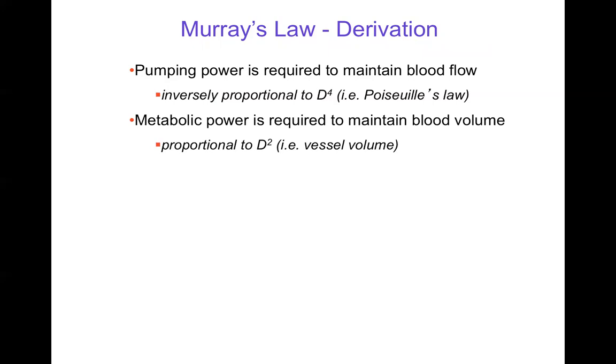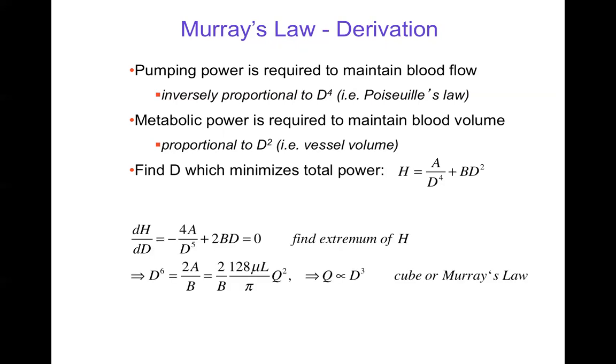So we have this balance between 1/4 for pumping power. If we want to save energy in pumping blood, we want large vessels, but if we have to maintain these vessels in the blood, we want smaller vessels, so there's some balance. And so we want to find the diameter which minimizes the total power, which we write as A/d⁴ plus B times d squared, where A and B are initially arbitrary constants.